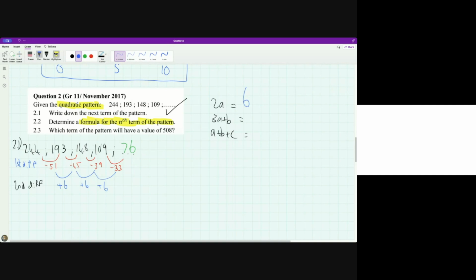Now, where is the first difference? The first difference is the difference between this and this, which for me looks like it's minus 51. And then a plus b plus c is the first term, which is 244. So I'm going to make that 244. I can see that a must be 3. I'll give you some time to get b and c.